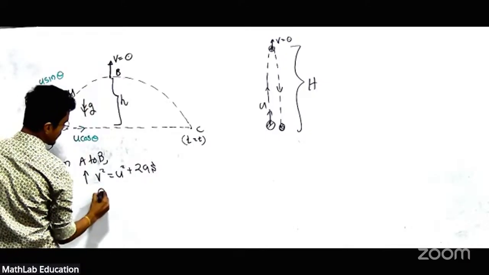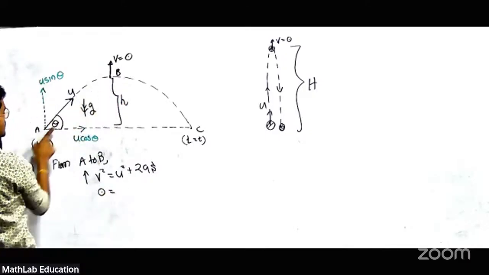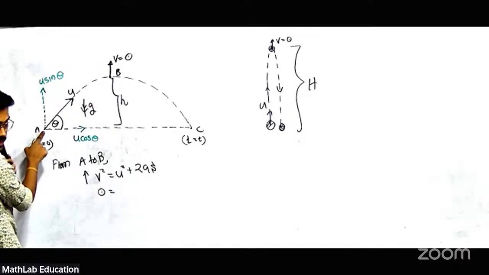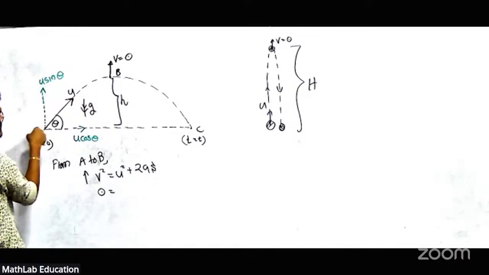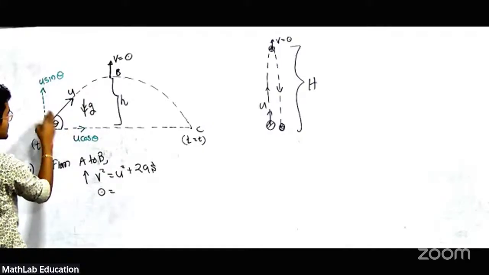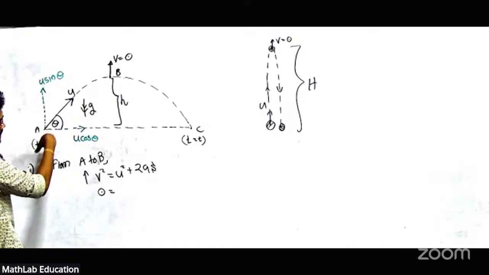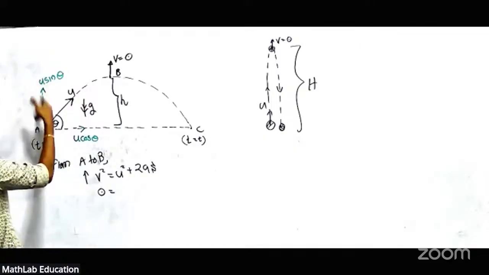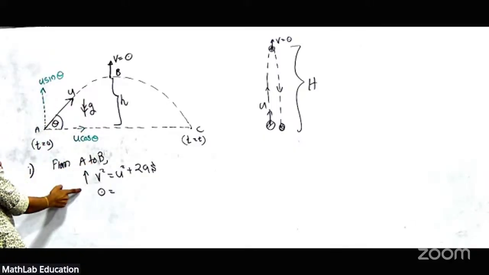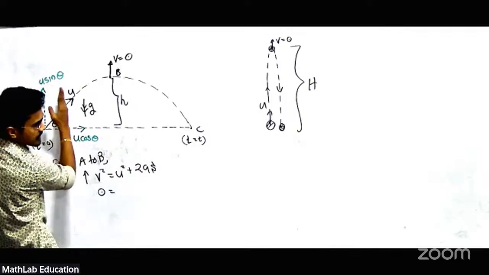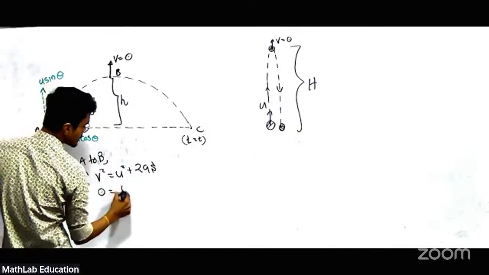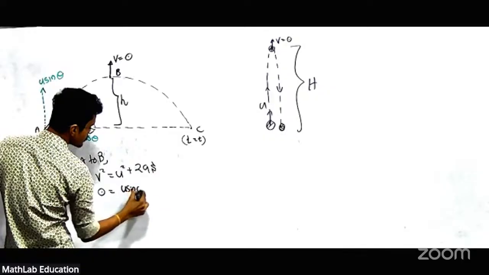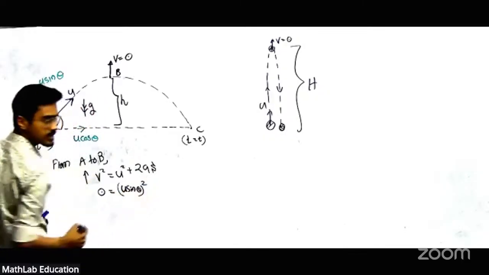0 squared is 0. U is the initial velocity of this section, that is at A. The initial velocity of the section is not u cos theta, that is u sin theta. Right? Initial linear velocity in the upward direction is u sin theta. Vertically upwards I am considering, and this velocity is also vertically upwards, that is plus, so that is u sin theta. It should be u sin theta whole thing squared, right?